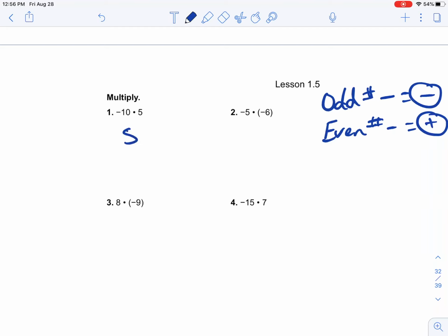So again, I just do the math. 10 times 5 is 50. And then I count the negatives, and there's one negative, which is odd, so that's going to be a negative 50. 5 times 6 is 30. Count the negatives. There are two of them, so that makes it a positive 30. 8 times 9 is 72. There's one negative here, so that makes it a negative 72. And lastly, 15 times 7 is 105, and there's one negative, so that makes it a negative 105.